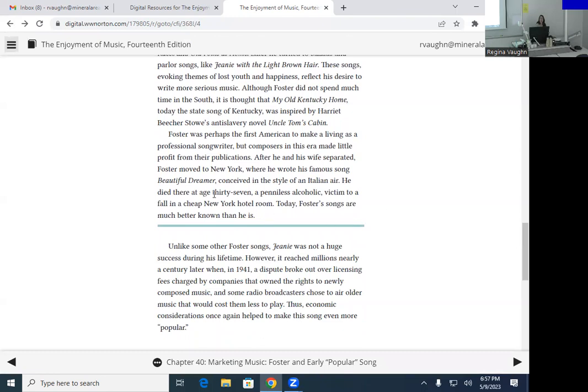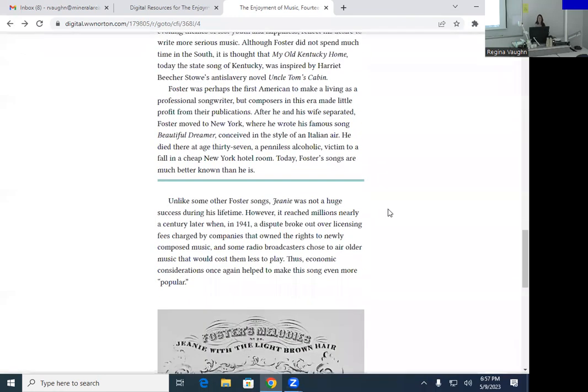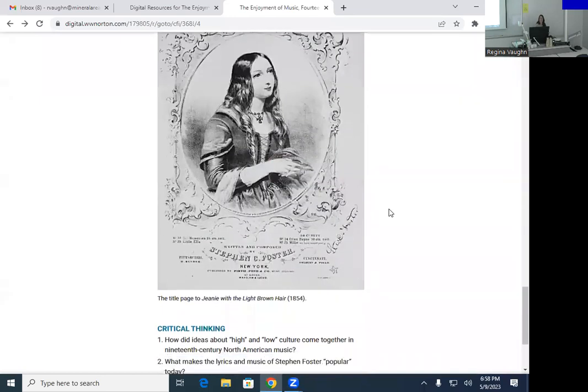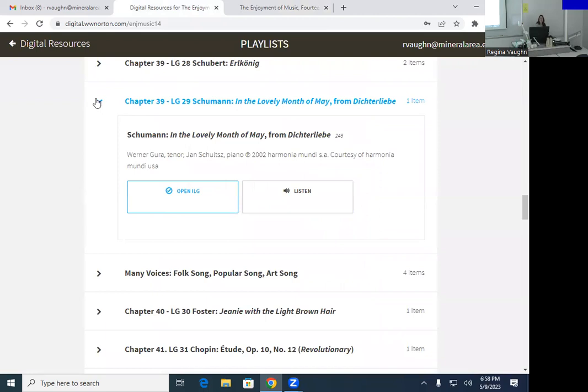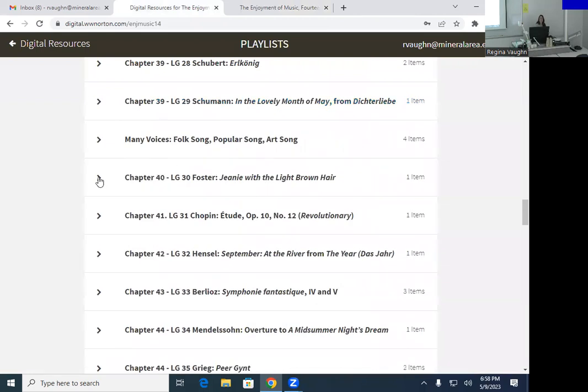He died in New York at 37. He was a penniless alcoholic and a victim to a fall in a cheap New York hotel. He fell and hit his head and just really kind of never got up again. Today, Foster's songs are better known than he is. And again, they kind of feel like folk songs to us because we're so attuned to them. So let's hear Jeannie with the Light Brown Hair.